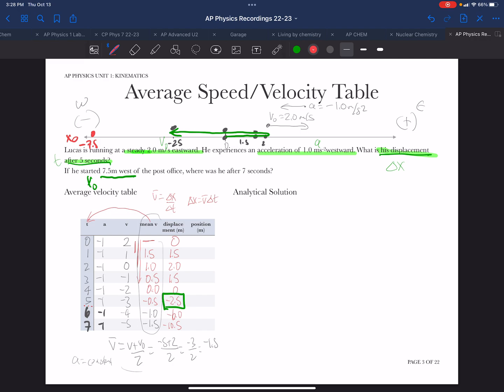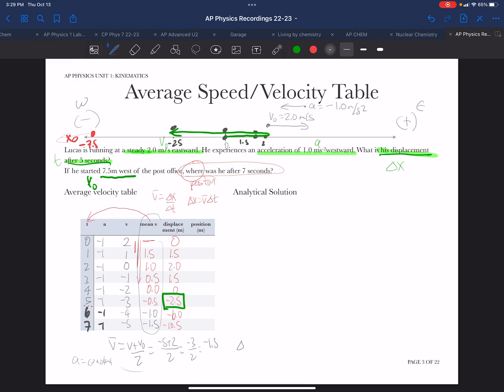So, where was he afterward? Now, where was he? It didn't ask his displacement. Where is the position? Now, we can see his displacement is minus 10.5. So, he started at minus 7.5. So, his displacement is minus 10.5 from that.